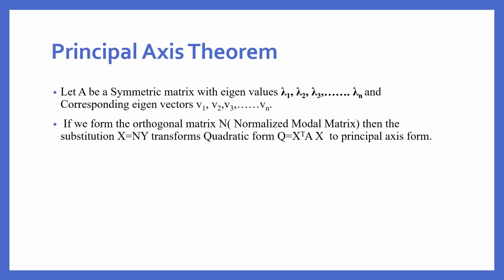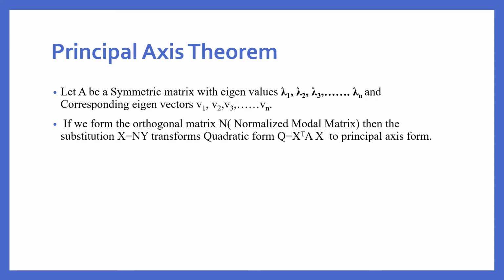Let us see the principal axis theorem. Let A be a symmetric matrix with eigenvalues lambda 1, lambda 2, lambda 3, etc., lambda n, and corresponding eigenvectors v1, v2, v3, etc., vn. So we have a symmetric matrix A. Symmetric matrix means A is a square matrix, and the transpose of this square matrix A will be equal to A.